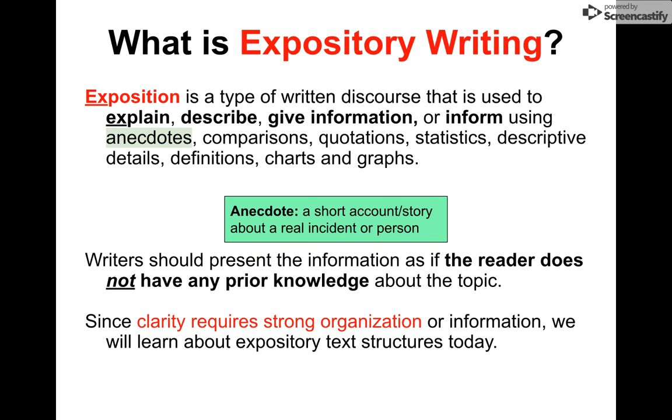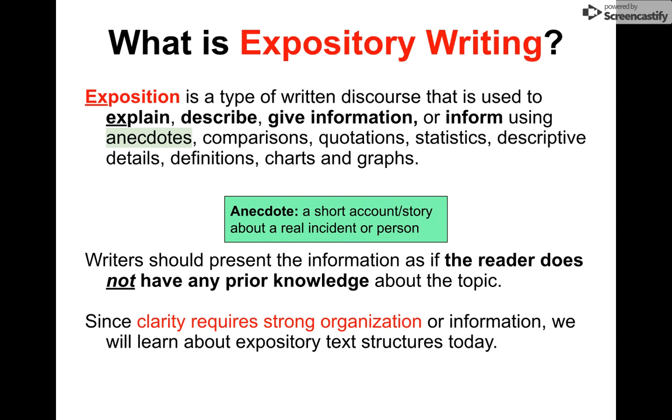So what is expository writing? The fancy definition would just be that exposition is a type of written discourse that is used to explain, describe, give information, or inform using anecdotes, which are just short accounts or stories about real people or an incident. You can also use comparisons, quotes, statistics, descriptive details, definitions, charts, and graphs to help explain your information. The shortened definition would just be: expository writing is where you explain something using information to help support your explanation.